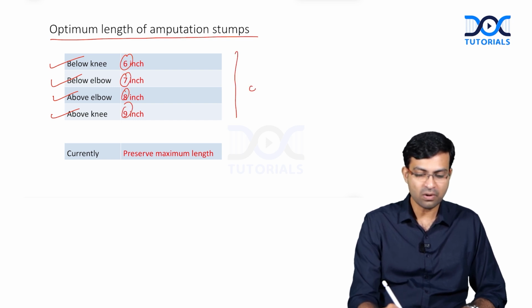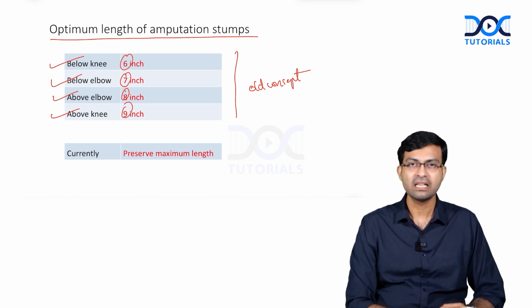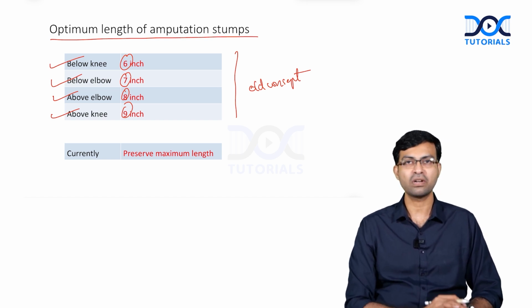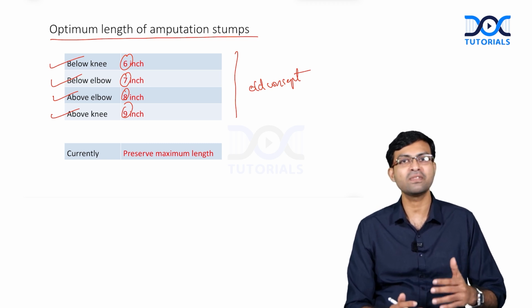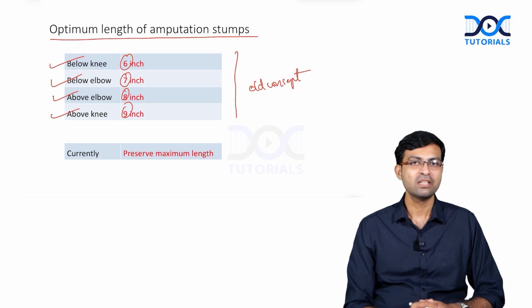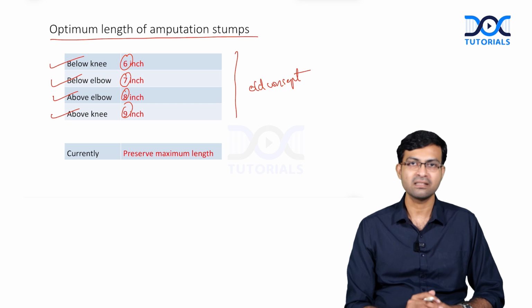But this is an old concept. Nowadays the concept is different. Nowadays we believe that whatever the length of the stump, we can actually make a prosthesis without any problems because of the advancements in technology. So nowadays the concept is to keep the maximum length of stump that is available to you. That is the ideal thing.